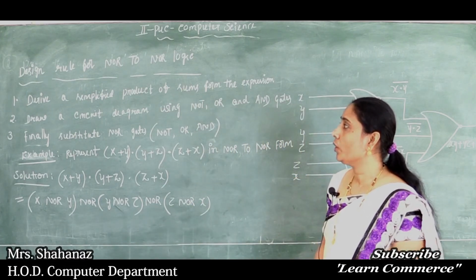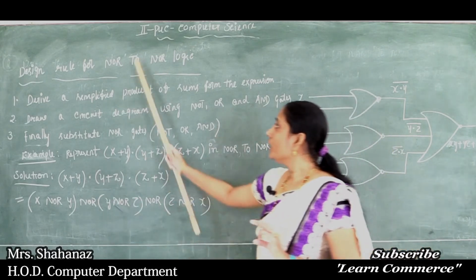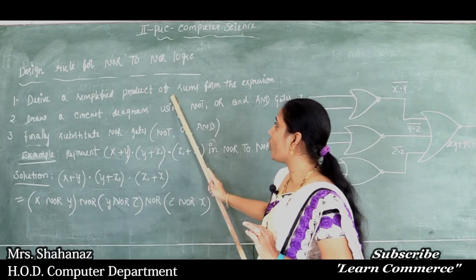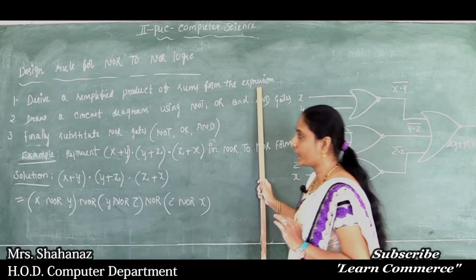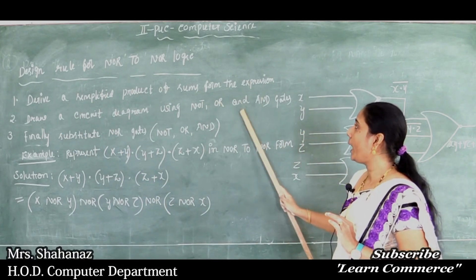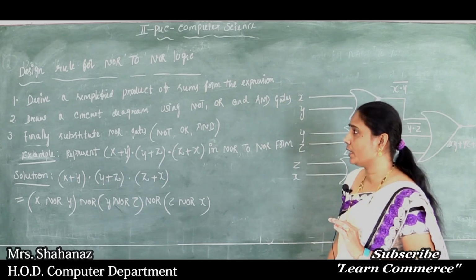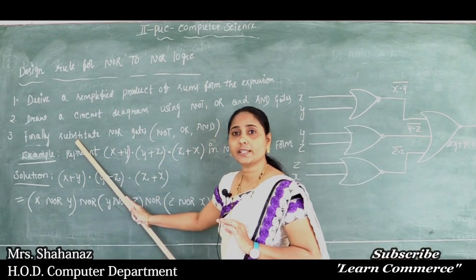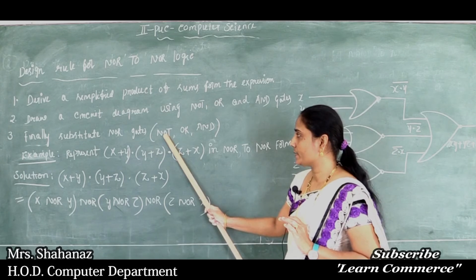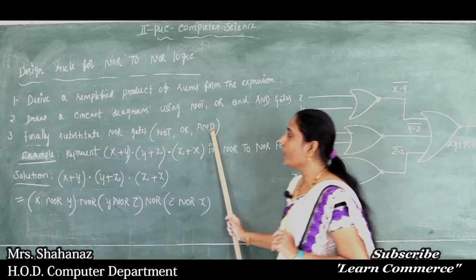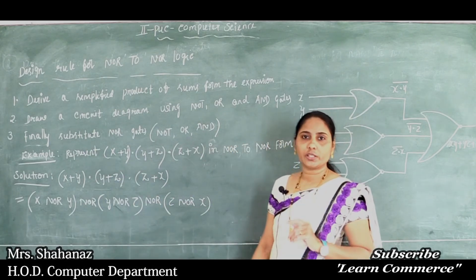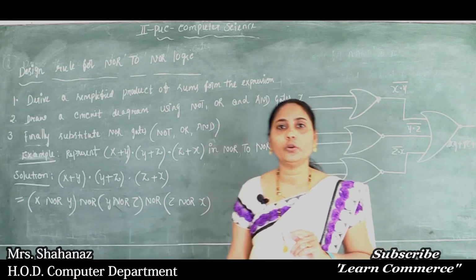Now first I am just going to read the steps of our NOR to NOR logic. The first one: derive the simplified product of sum form of the expression. Second, draw the circuit diagram using NOT, OR and AND gates. And finally, substitute, that is replace, everything with NOR gates only. Whether it is a NOT gate, an OR gate, or an AND gate, finally we need to replace it with the NOR gate only. So this is the rule of NOR to NOR logic.